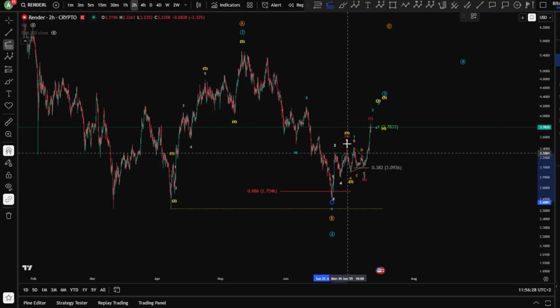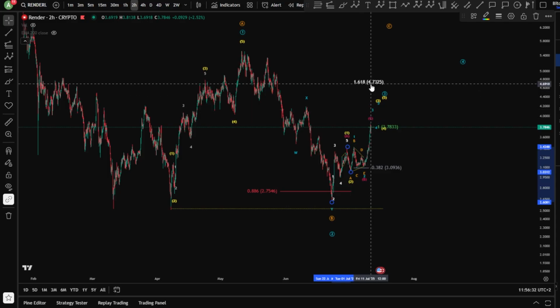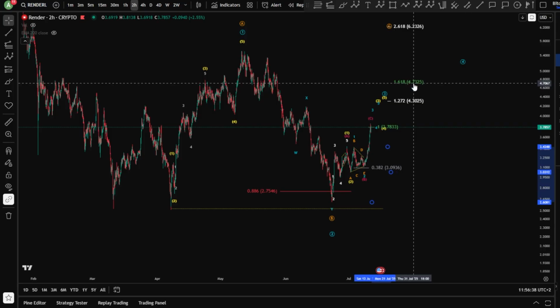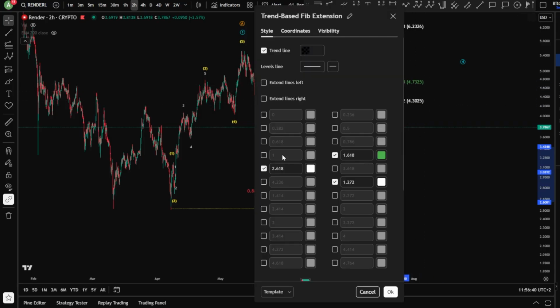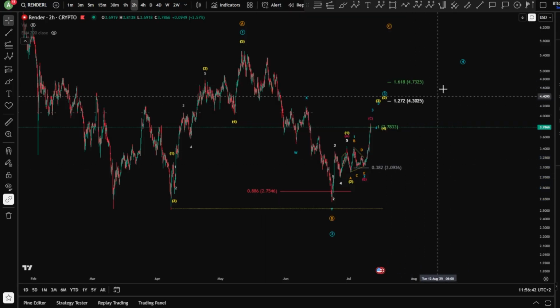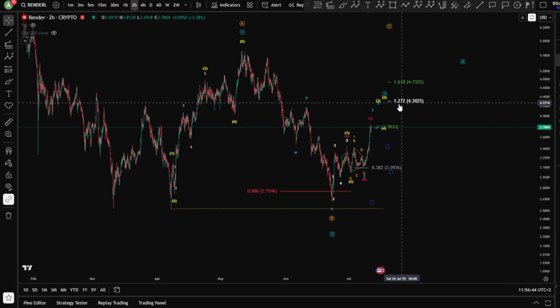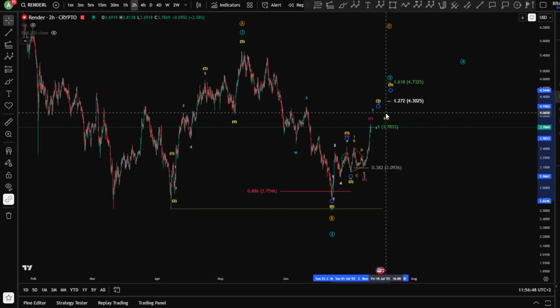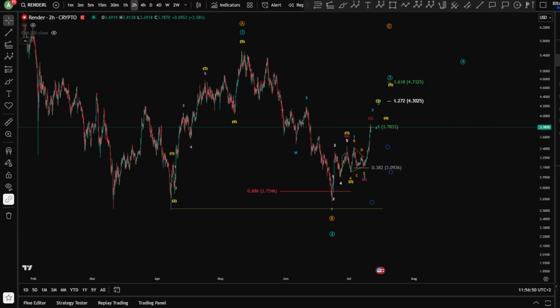We don't have the targets here. Let's put the targets. So if we have, of course, a wave 3 here, we are looking in general for at least this target, 4.7. For render, 4.73 can be, of course, the wave 3 next target here as 3 4 5 4 and a 5. Very nice, of course, but be careful from this 1-to-1 fib level.